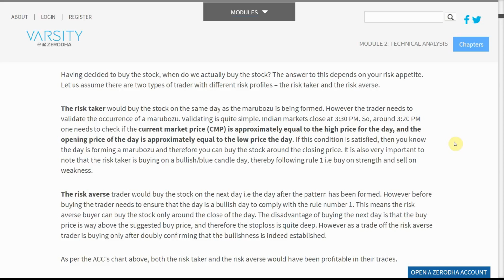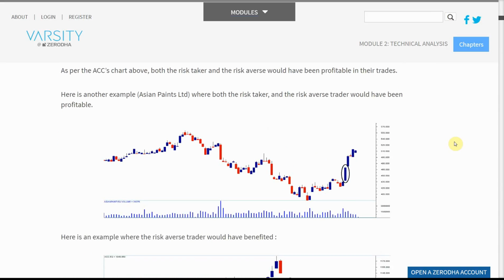The disadvantage of buying the next day is that the buy price is way above the suggested buy price, and therefore the stop loss is quite deep. However, as a trade-off, the risk-averse trader is buying only after doubly confirming that the bullishness is indeed established, as per the ACC chart above. Both the risk taker and the risk averse would have been profitable in their trades.